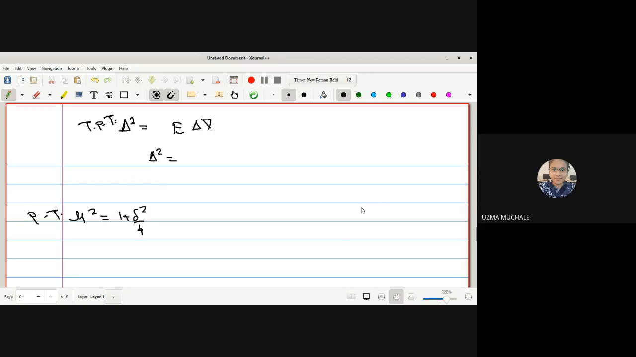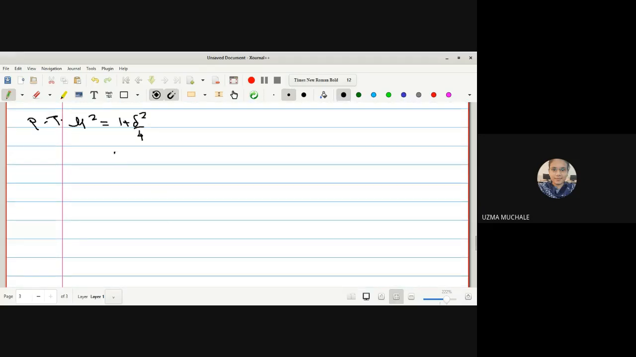Now let's go for the next one. Mu square is equal to 1 plus del square by 4. Again consider LHS. Mu square: take the formula of mu and just square it, e raised to half plus e raised to minus half, raised to 2. It was 1 by 2, so it will be 1 by 4 after squaring. So what will be the square of this term? E plus 2 plus e raised to minus 1.